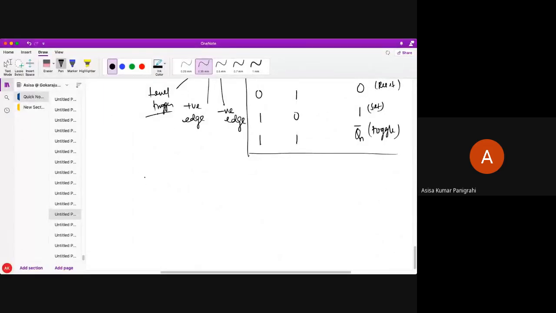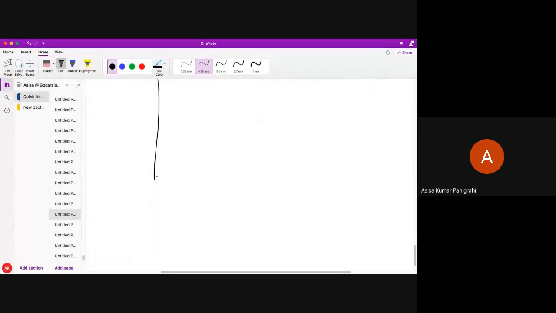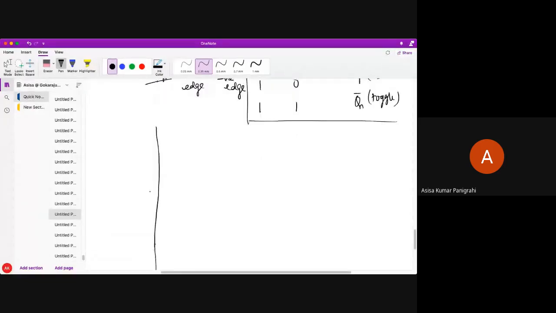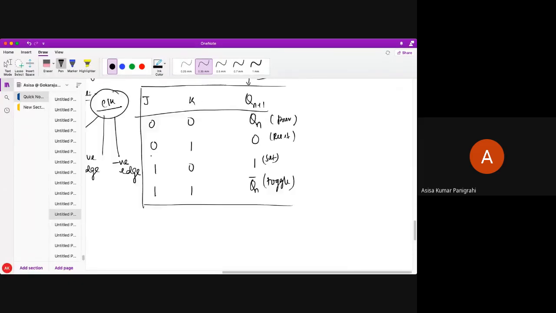What I'm going to draw is very important. Please try to understand. This is the timing diagram I'm drawing. Till now I have not discussed anything about the timing diagram. If you're not understanding, ask me. So I am going to design a JK flip-flop. Initial state I want.